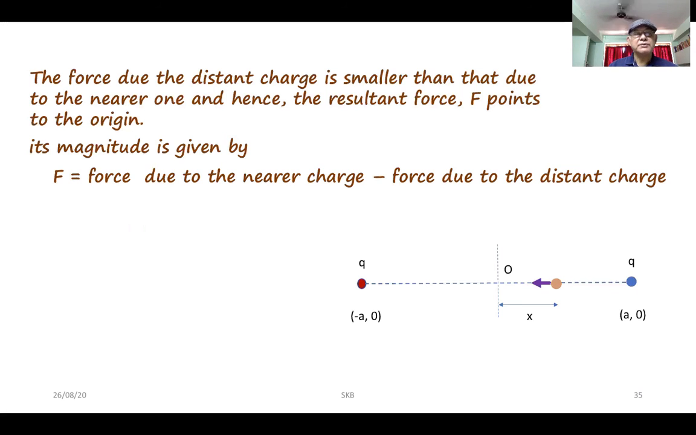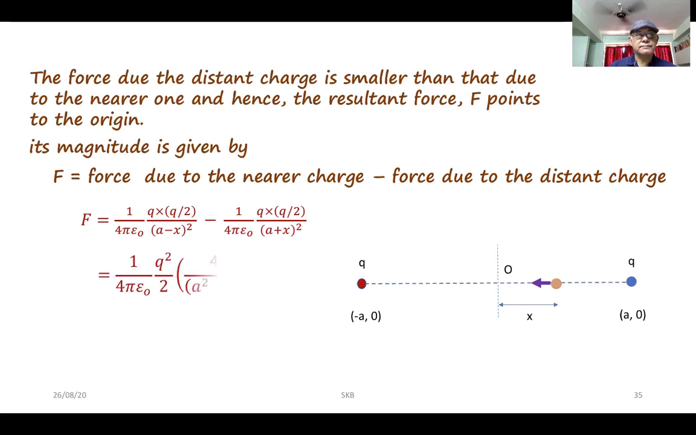Expressing it in terms of symbols, we get a further simplification will yield, as x is too small with respect to a, the force F can be expressed as 1 by 4 pi epsilon naught, 2q square divided by a cube, multiplied by x.